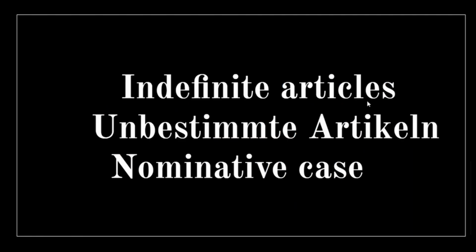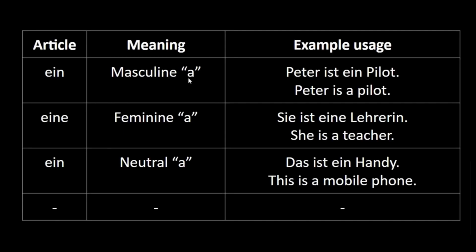Now we will learn the indefinite articles, which is the Unbestimmter Artikel in German. So ein means masculine a. For example, Peter is ein Pilot. Peter is a pilot. So I said ein Pilot, which is a pilot. Eine means feminine a. Sie ist eine Lehrerin. She is a teacher. Ein is neutral a. Das ist ein Handy. This is a mobile phone. Handy is neutral, and that's why I use ein here.